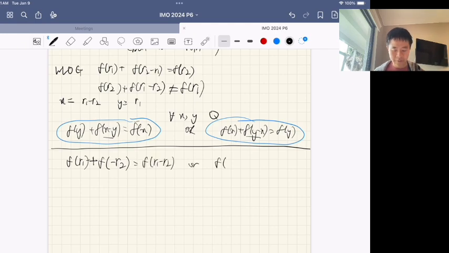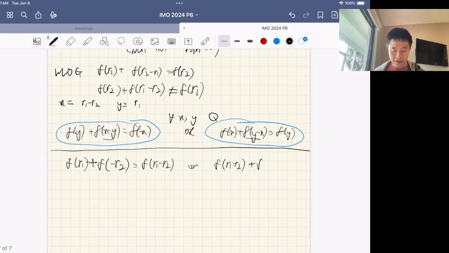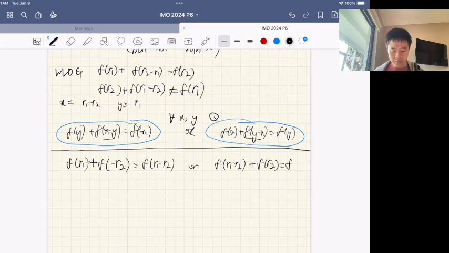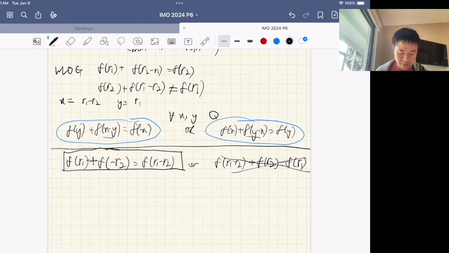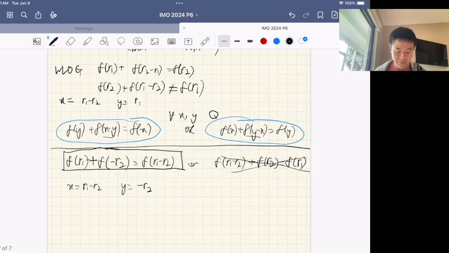Or f of R1 plus f of R2 equals f of R1. But we already know that this is not true, or rather we assume that this is not true. So this one has to be true. Now, can we still keep moving things around? Well, yes, you can. Say here x equals R1 minus R2, and y equals minus R2.